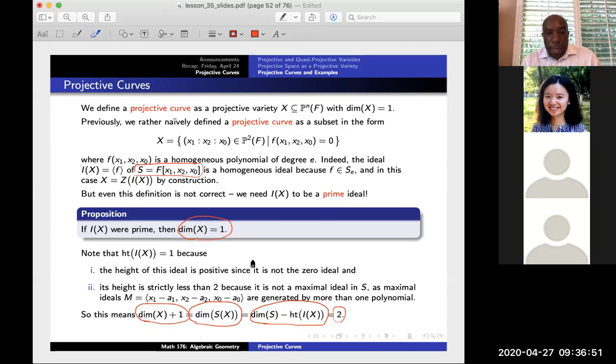Okay, so here's what I want you to take away from this slide. If I of X were a prime ideal, then we actually have a projective curve. That's all that this slide here says. If I of X were a prime ideal, then the definition matches what we expect. So our naive definition is correct. But we do have to check that I of X is a prime ideal for all of this to work. Okay.